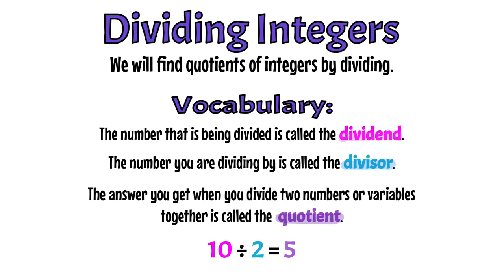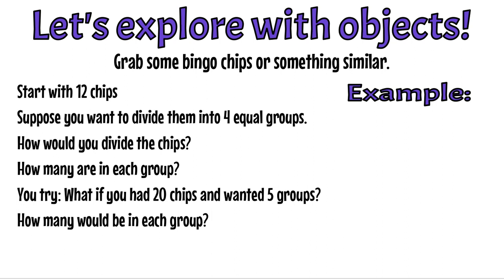Start with 12 objects or chips, and suppose you want to divide them into 4 equal groups. How would you divide the chips? You would probably do something like this. You would take your chips and start by dividing them into groups, right? 4 groups means 1, 2, 3, 4, 5, 6, 7, 8, 9, 10, 11, 12. Notice how many are in each group. We have 3 in each group. This is an example of division.